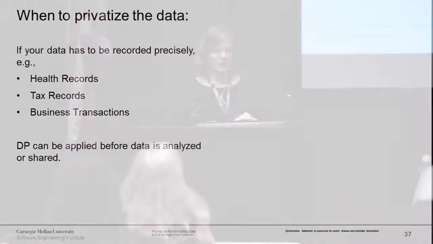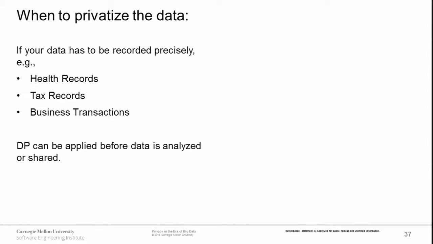So this makes a little bit of sense. We're adding noise in a very specific way, and the 2 different flavors give us 2 different kinds of privacy. So let's think for a second about when to privatize the data. In some cases, if your data has to be recorded precisely, like health records, I would like the doctor to not have a noisy example of my health records. I would like them to record that correctly. So in this case, I can apply a differential privacy algorithm before I share the data with the analyst. The doctor needs to see the truth. The data scientist can work with the average data, the noisy data.